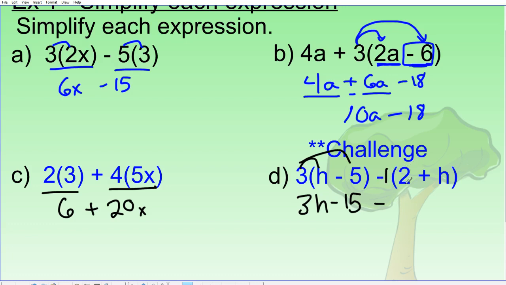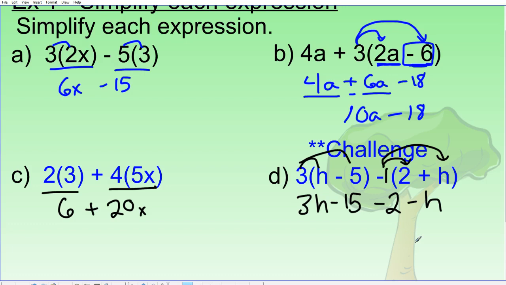This is a very, very common mistake that a lot of students make. And if you made it, that's fine. It is negative 1. So when we distribute, we need to take negative 1 times 2 and negative 1 times h. Negative 1 times 2 is negative 2. Negative 1 times h is a negative 1h. And I don't need to put the 1 there. It's a ghost 1.